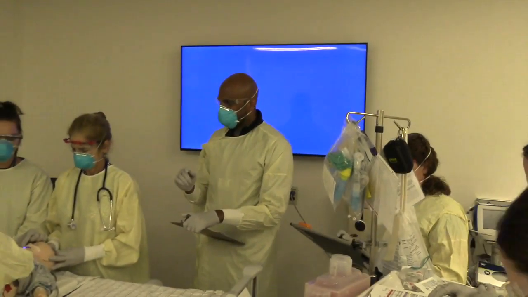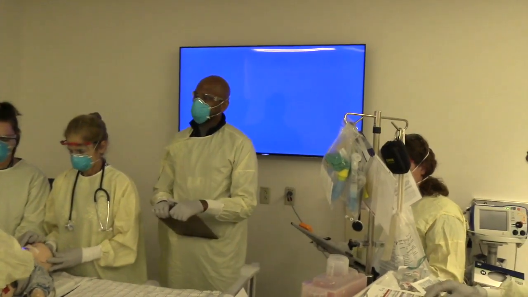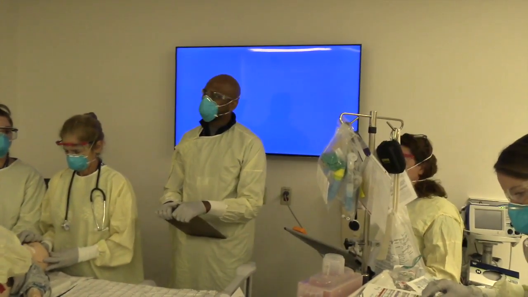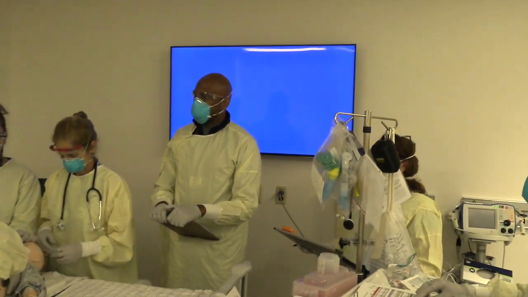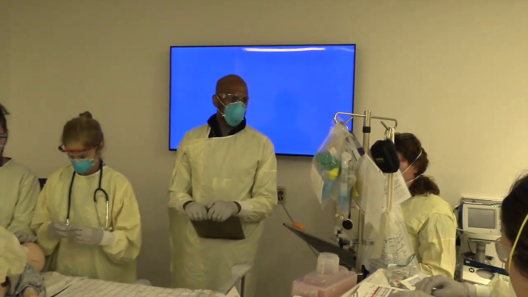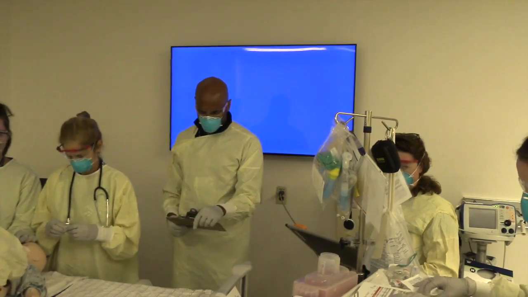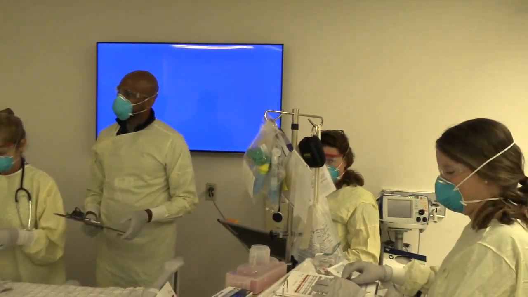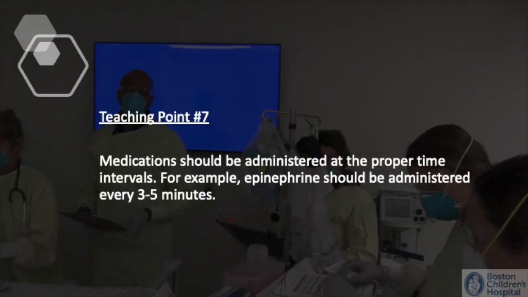While we're waiting for the butterfly needle, how long has it been since our last dose of epinephrine? It's only been 2 minutes since our dose of epinephrine. Okay, great. While we're waiting for the required 3 minutes, could you please prepare some other doses of epinephrine, Avery? Yes, I'll prepare another dose of 0.06 milligrams of epinephrine. Medication should be administered at the proper time intervals. For example, epinephrine should be administered every 3 to 5 minutes.